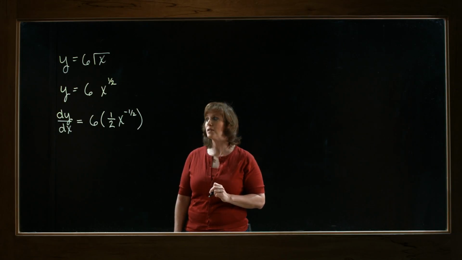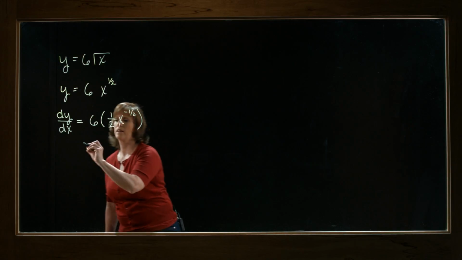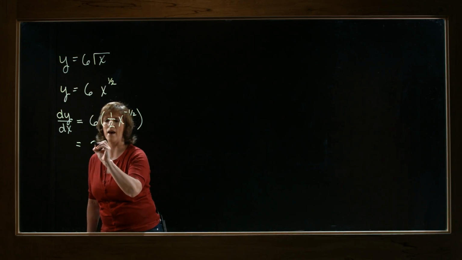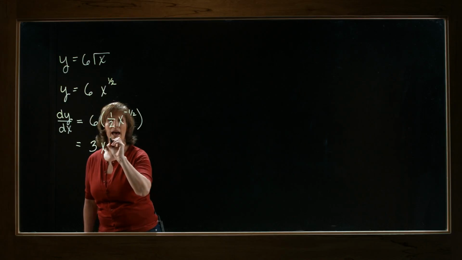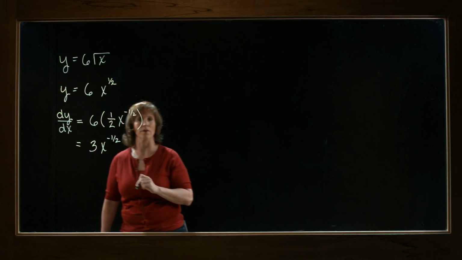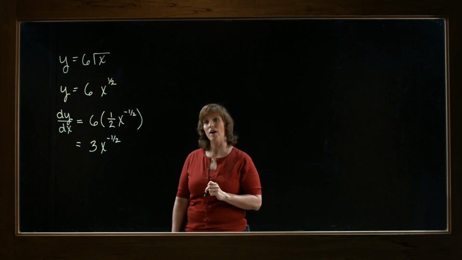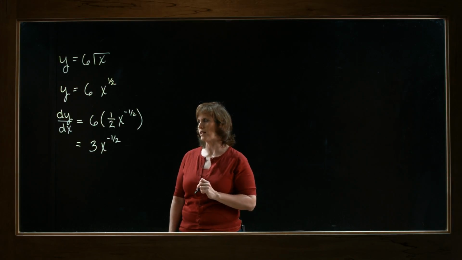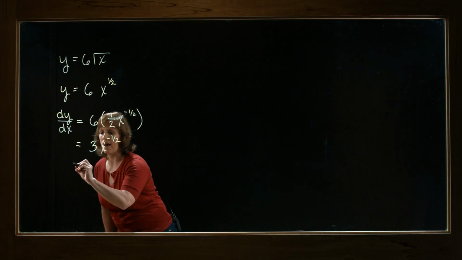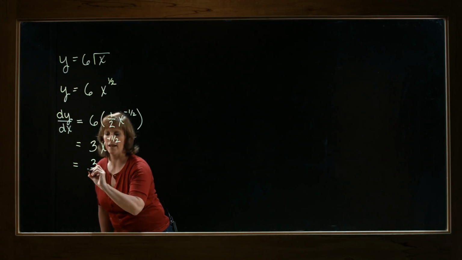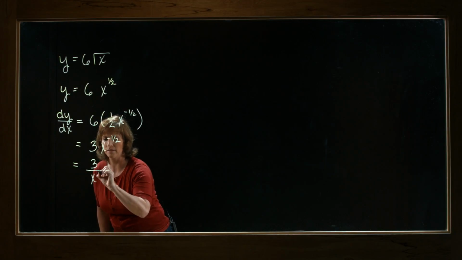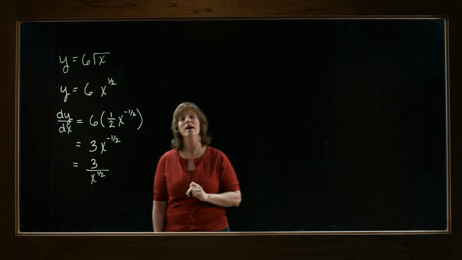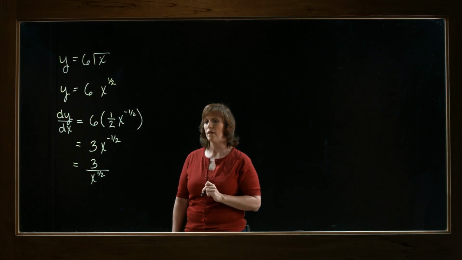The only thing left to do at this point is some simplifying. 6 times 1/2 is 3 times x to the negative 1/2 power. This is a perfectly fine answer, but if you prefer, we can write this without using the negative exponent. And when I do that, I have it as 3 divided by x to the positive 1/2 power. Again, that's a rule from algebra.